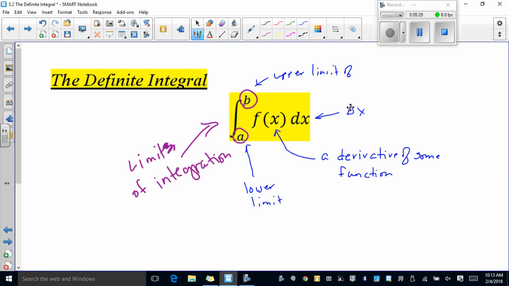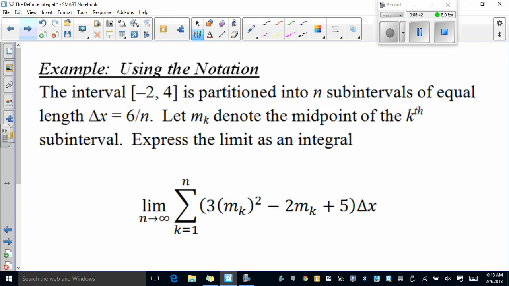Okay, it says the interval of -2 to 4 is partitioned into n subintervals of equal length, delta x equaling 6 over n. They're not telling you how many n is. It could be 100, 1,000, 1,000,000, whatever it wants to be. Let m sub k denote the midpoint of the kth subinterval. Express the limit as an integral. So they just want you to rewrite this as an integral.